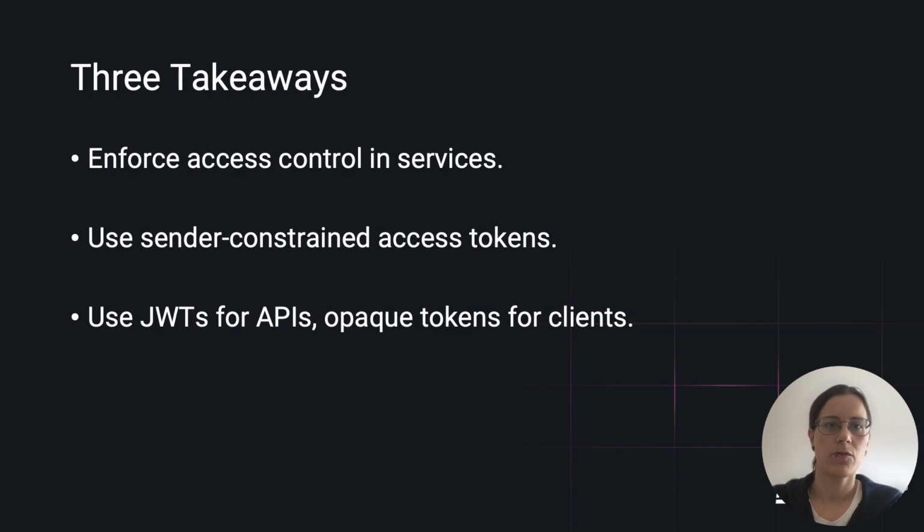First of all, enforce access control in the services where data is manipulated or returned. If it gets hard to manage the rules, consider policy-based access control. Second, use sender-constrained access tokens to mitigate token replay. And finally, use JWTs for APIs and OAuth tokens for clients to improve the token-based architecture.